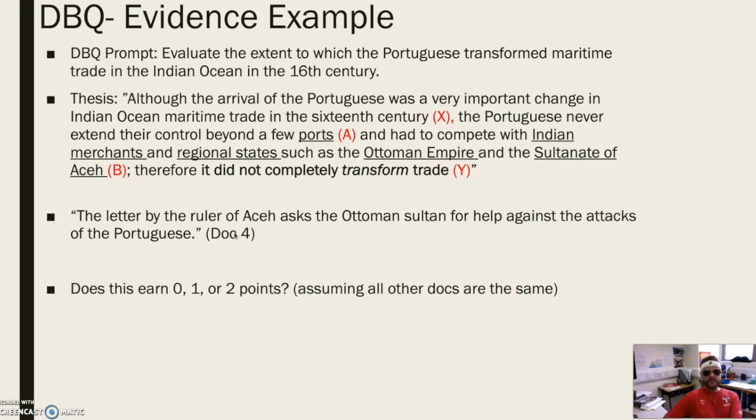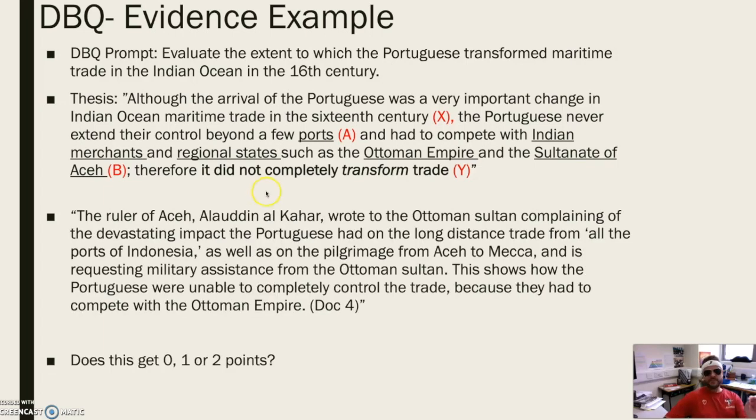All right, so let's look at another example here. Same prompt, same thesis, same doc. All right, the ruler of Aceh, Alauddin al-Qahar, wrote to the Ottoman Sultan complaining of the devastating impact the Portuguese had on the long-distance trade from all the ports of Indonesia, as well as the pilgrimage from Aceh to Mecca, and is requesting military assistance from the Ottoman Sultan. This shows how the Portuguese were unable to completely control the trade because they had to compete with the Ottoman Empire. All right, pause now. Let me know if you get 0 points, 1 point, or 2 points. Go ahead and write it down. All right. If you said 2 points, you would be correct.